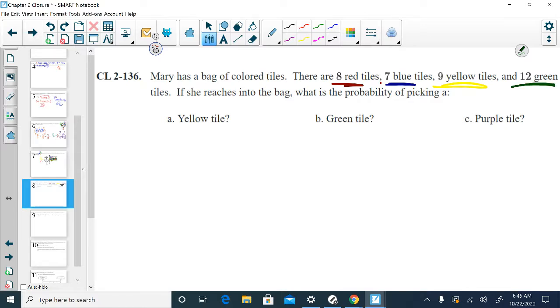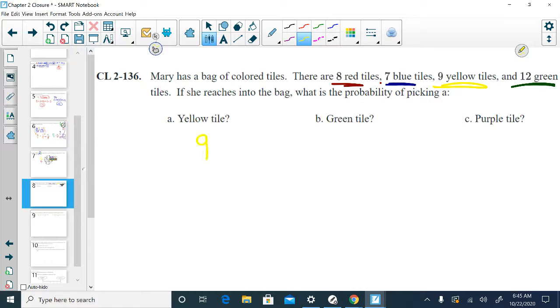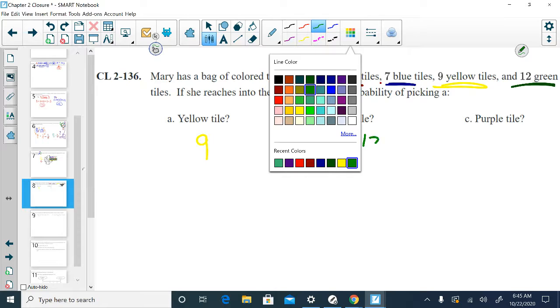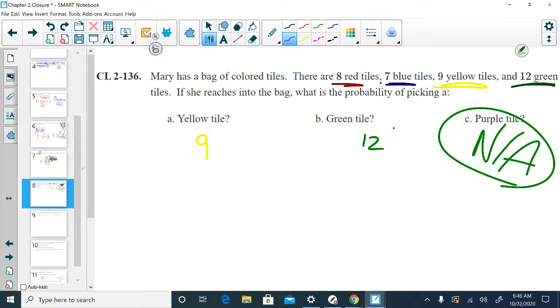So first off, I'm looking at my yellow tile, and there are 9 of them. So I'm going to go ahead and start with 9. And then how many greens do I have? Well, there's 12 greens, so I'm going to start with 12 for green. And now I need to look at how many purple. I don't have any purple here, and so I can tell you right now I'm definitely not going to have any purples. Not applicable.